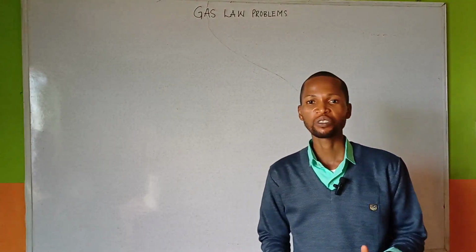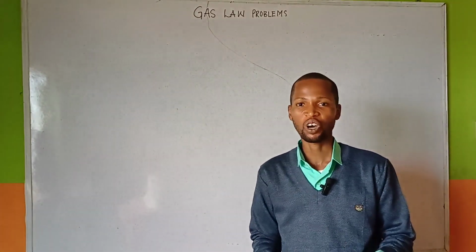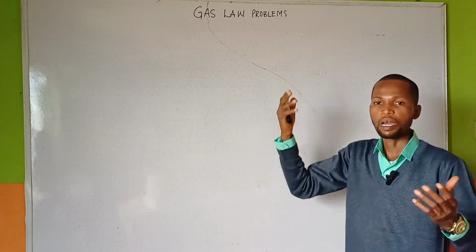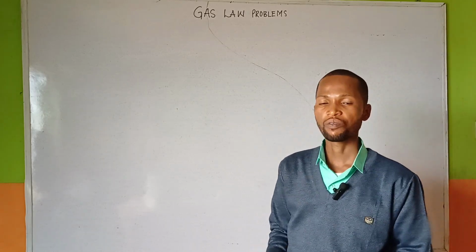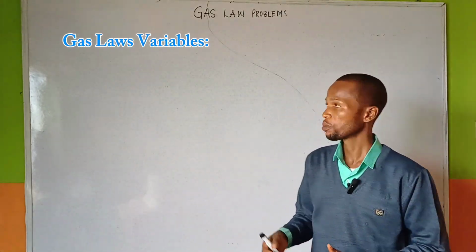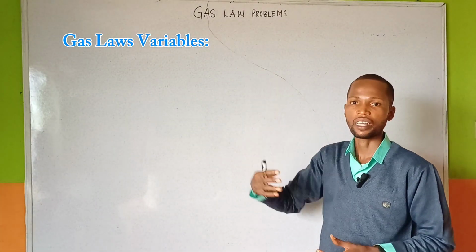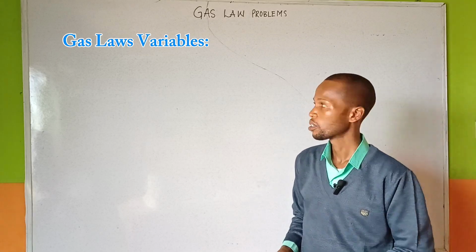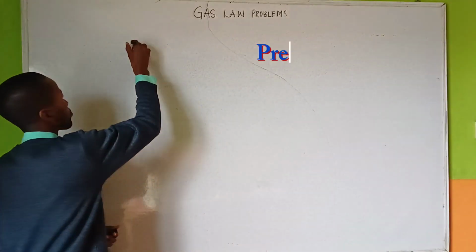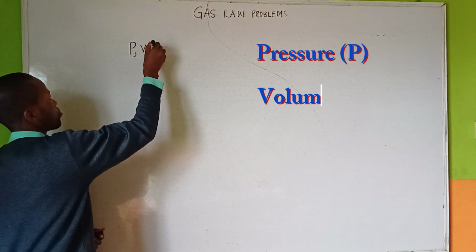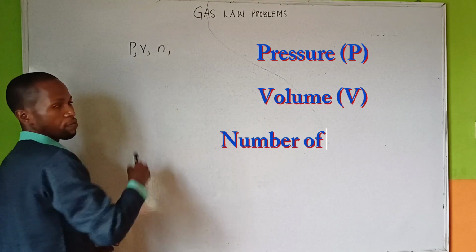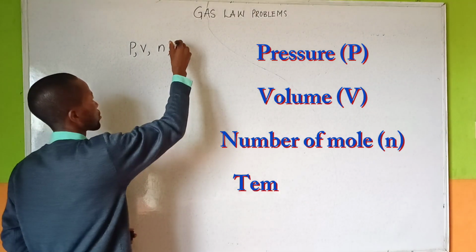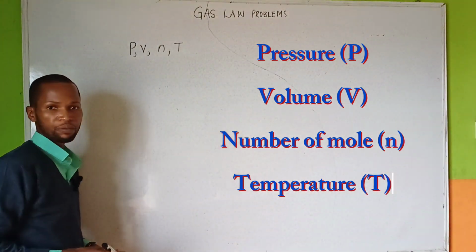In this video, I'm going to analyze the step-by-step approach to solving gas law problems. In my previous video, I explained the four main variables to be considered when talking about the gas laws. The variables are pressure, volume, number of moles of gas, as well as temperature.